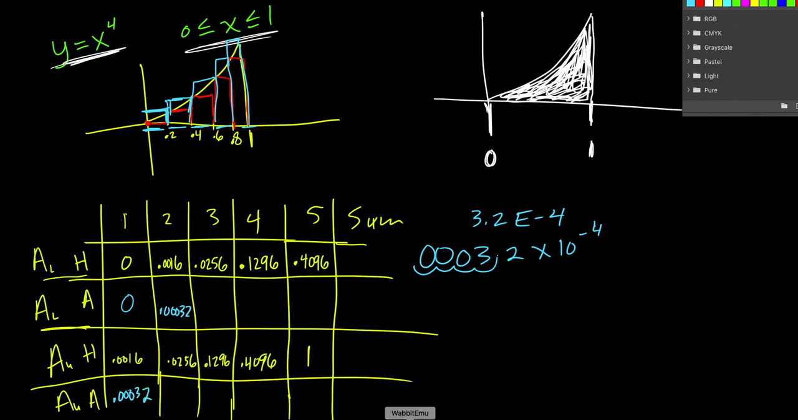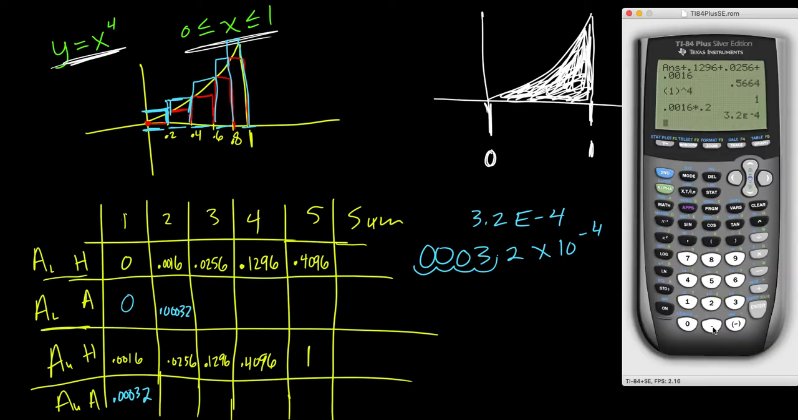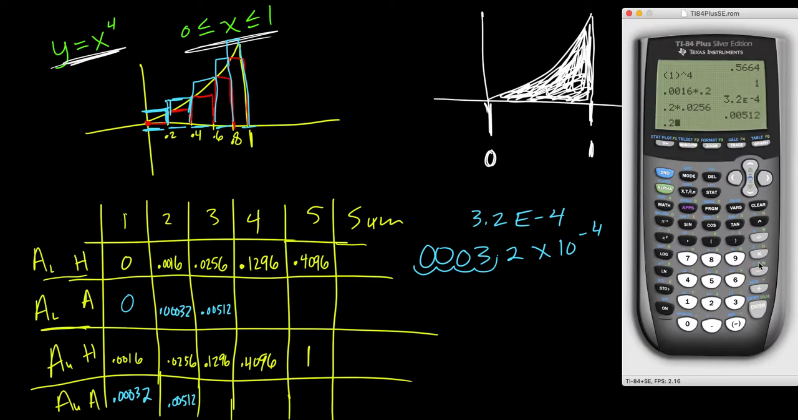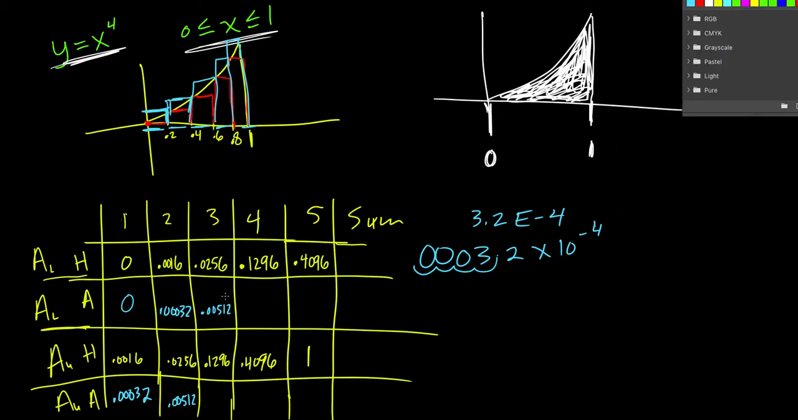All right, now we try 0.2 times 0.0256. We get 0.00512, and we're going to just keep going with this. Then 0.02592.